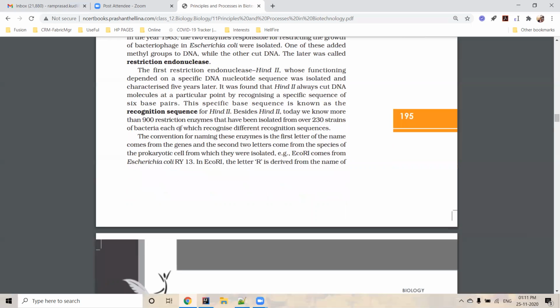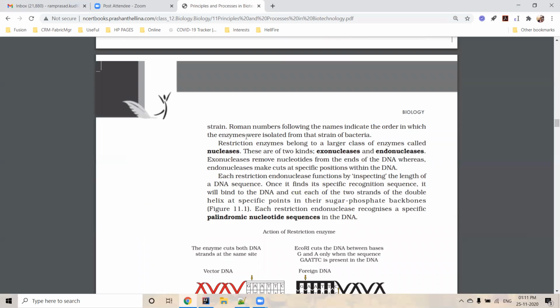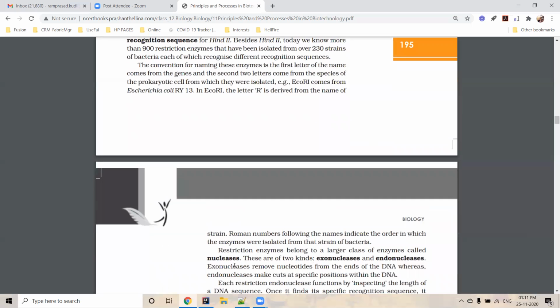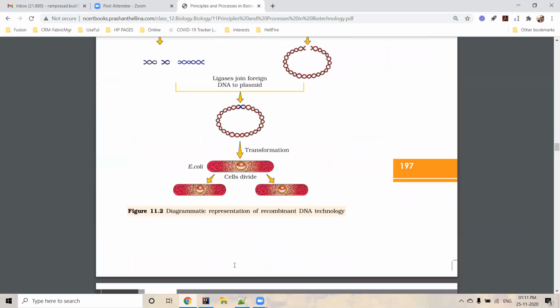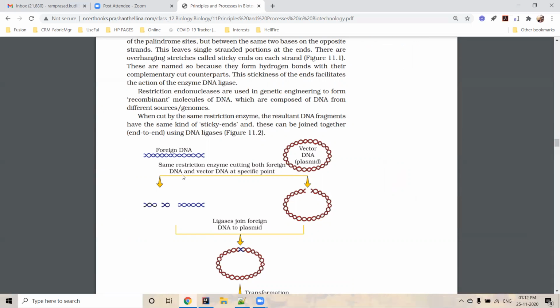And the naming, how to name this restriction enzyme? Here you can observe EcoRI. Eco comes from Escherichia coli bacteria. The R is derived from the name of the strain, and the Roman numeral indicates the order in which the enzyme was isolated from the strain of bacteria. So EcoRI: Eco, Escherichia coli; R derived from the name of the strain; and the Roman numeral indicates the order in which the enzyme is isolated from the bacteria. So, to cut your desired DNA, you require restriction enzyme, restriction endonuclease.